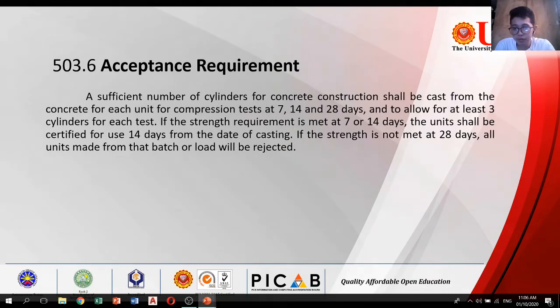Acceptance requirement. A sufficient number of cylinders for concrete construction shall be cast from the concrete for each unit for compression tests at 7, 14, and 28 days, and to allow for at least 3 cylinders for each test if the strength requirement is met at 7 or 14 days. The unit shall be certified for use 14 days from the date of casting. If the strength is not met at 28 days, units made from the batch or load will be rejected.